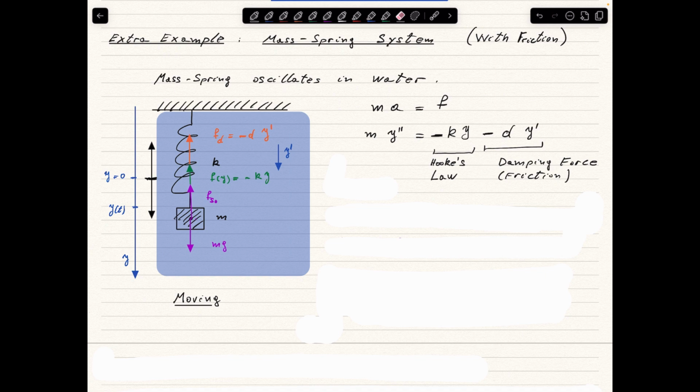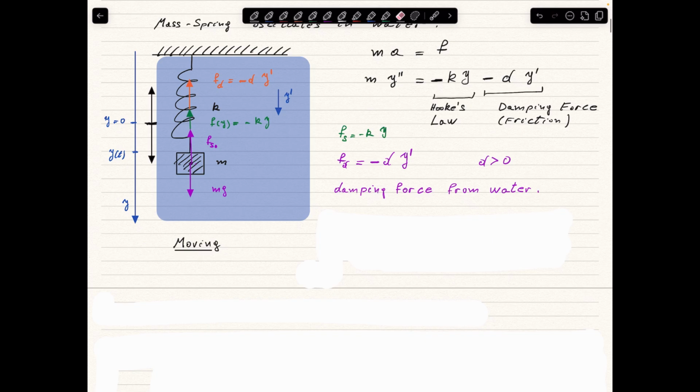So let's recall that what we have here is Hooke's law from before, and now we have a new force that we measure in the laboratory, and this coefficient depends on the interaction between the object and the medium where it's moving. So it's the friction coefficient. And this is a friction force or a damping force due to the water interacting with the object.